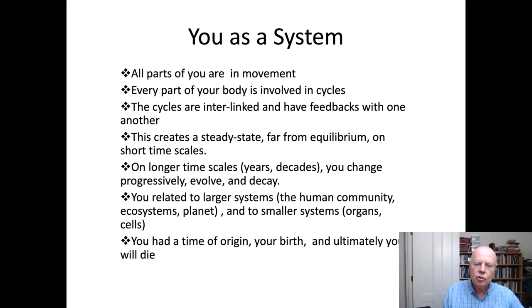Each of us is related to larger systems, the human community, ecosystems, the planet, and to smaller systems, organs, cells. Each of us had a time of origin, our birth. Each of us ultimately will die. So in this sense, there are these common features. Each of us shares common features with the Earth, with the Sun, with the galaxy, with cells, with other organisms. All of us operate in this fundamental way of natural systems, which seems to be a characteristic feature of our universe.